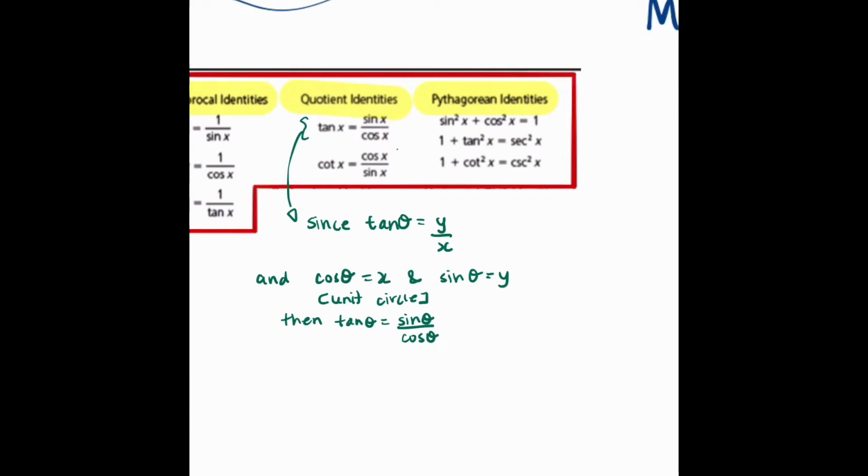While for cotangent, it's a similar logic. Cotangent is equal to 1 over tan theta. And what is tan theta equal to? Well, tan theta is equal to y over x, so in this case cotangent is x over y, and therefore cos theta divided by sine theta.